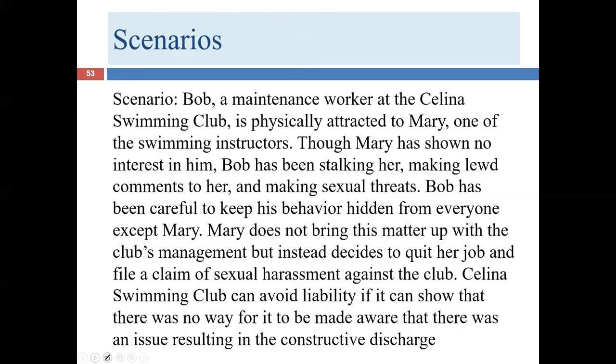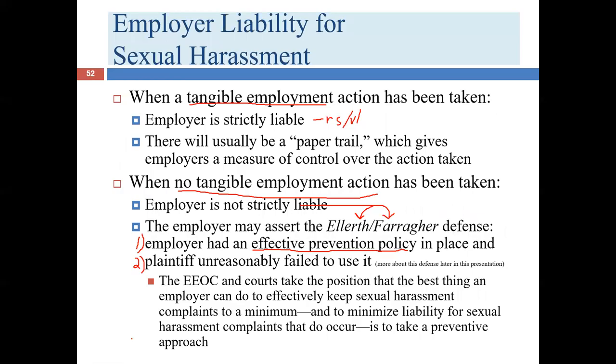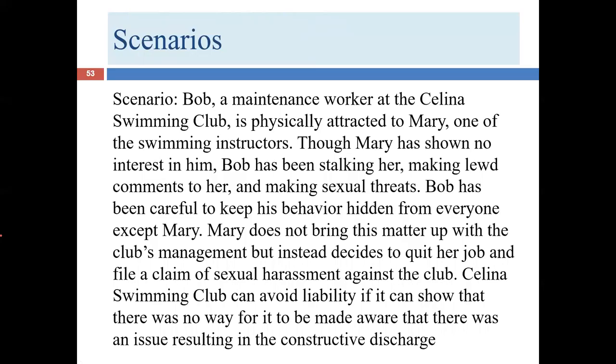Mary doesn't bring up this complaint, but she decides to quit her job and she files a sexual harassment claim against the club. Under these circumstances, the business can avoid liability if it can show that it had that effective prevention policy and Mary refused to avail herself of it. It doesn't appear that Mary reported to Bob, and so there doesn't seem to be any kind of quid pro quo possibility going on. So it doesn't look like Mary's actions were a reasonable response. There's no need for her to quit before she actually made her complaint.